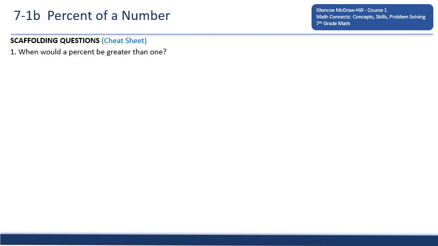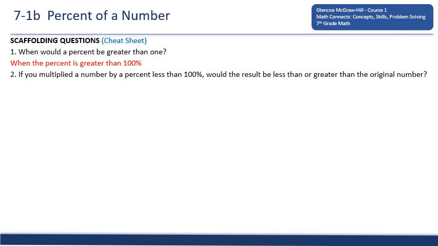Scaffolding questions. Number 1, when would a percent be greater than 1? When a percent is greater than 100%. Number 2, if you multiplied a number by a percent less than 100%, would the result be less than or greater than the original number? Less than. 100% would be the original number, right? So if it's less than 100%, it would be less than the original number.